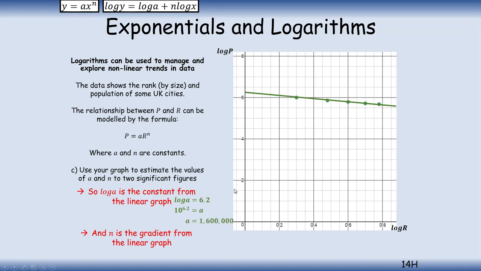n is the gradient from the graph, and hopefully you've sketched it out. Use the rise divided by the run, and you should be getting minus 0.67.